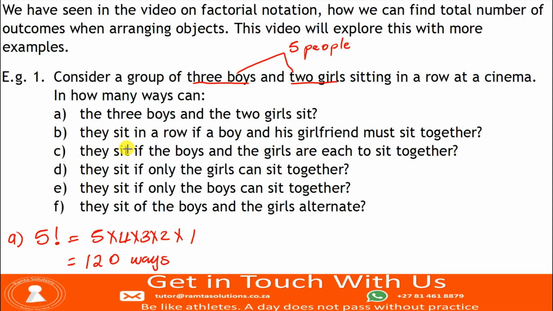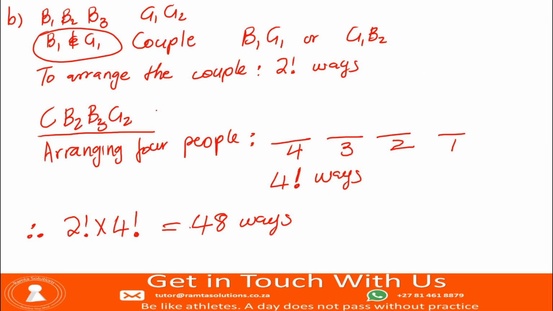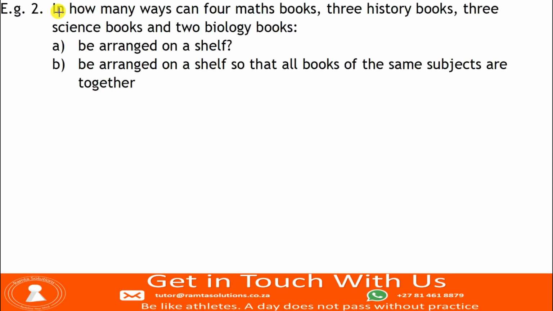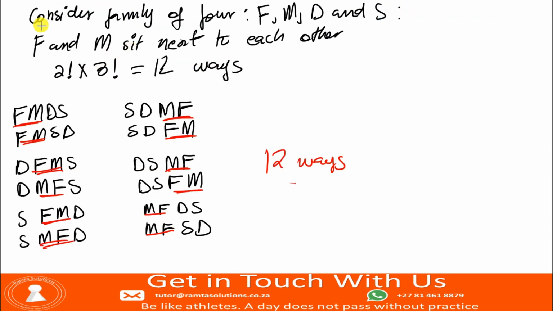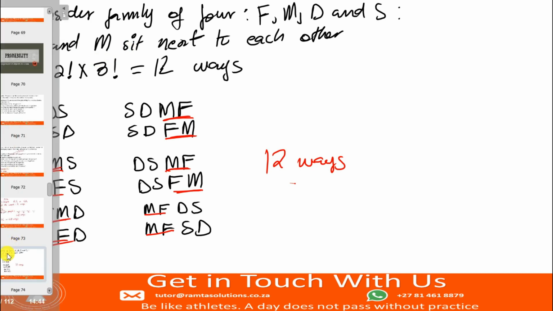The next question says, in how many ways can they sit if the boys and the girls are each to sit together? Meaning boys sit as boys and girls sit as girls. Okay, let me do this. I need an extra copy for boys. For this one here, I need an extra copy. Please hold.